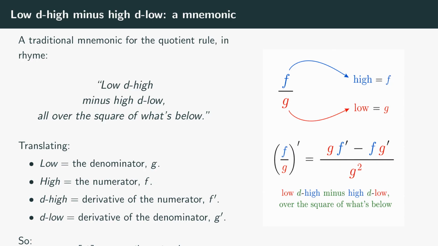The rhyme exists because the order of terms in the numerator matters and the rhyme locks it in. If you start with high d low minus low d high, the sign comes out reversed and your tangent slopes will all be negatives of what they should be. I've graded that error so many times. Memorize the rhyme. Recite it to yourself before every quotient rule problem until it's automatic.